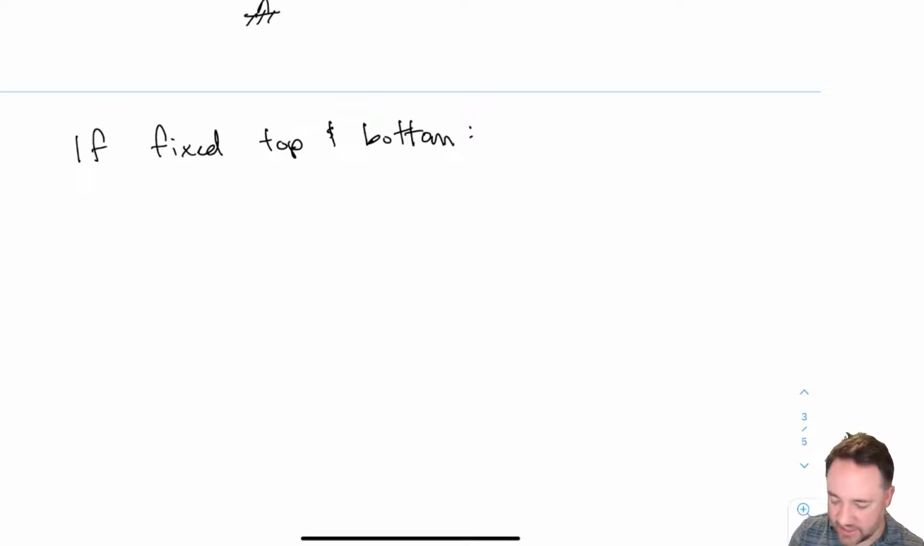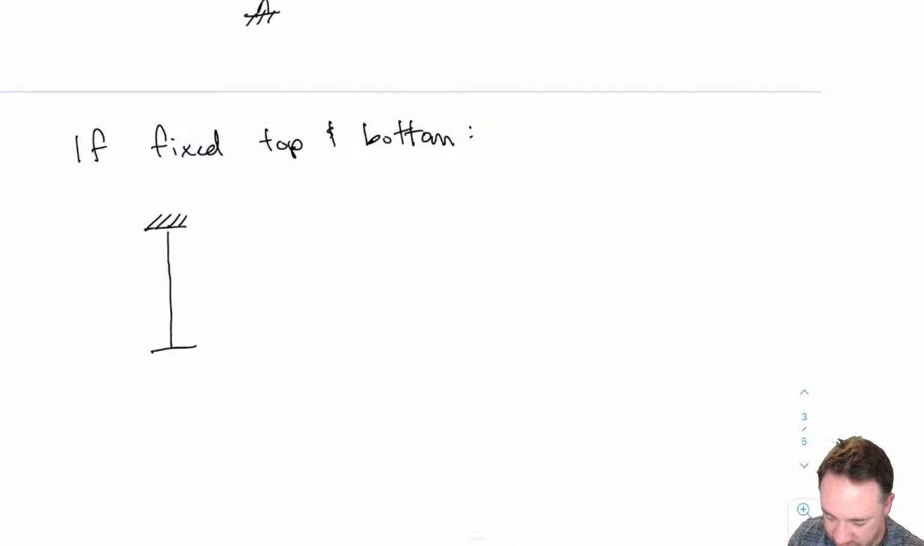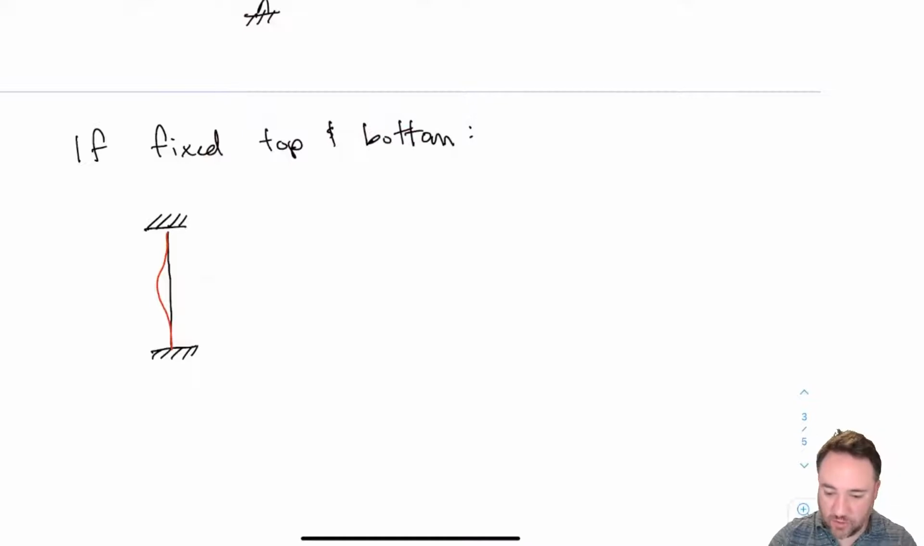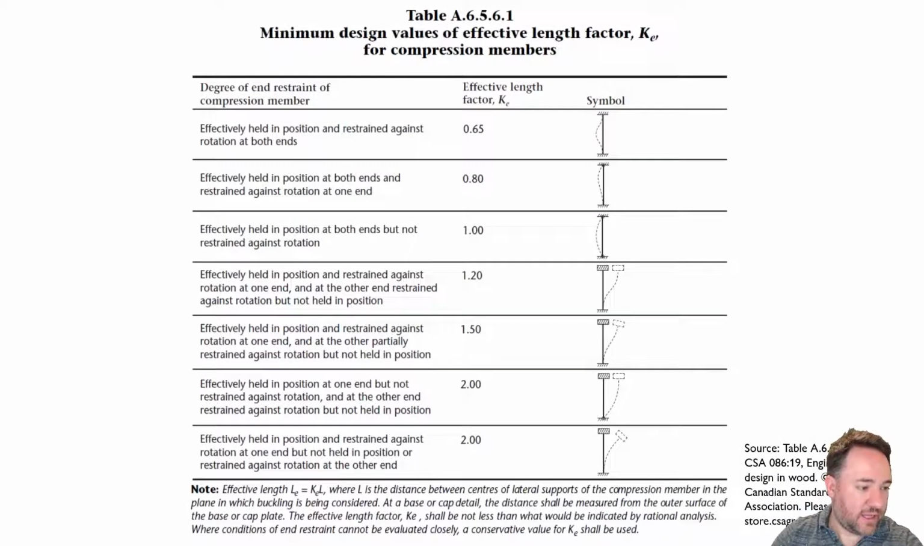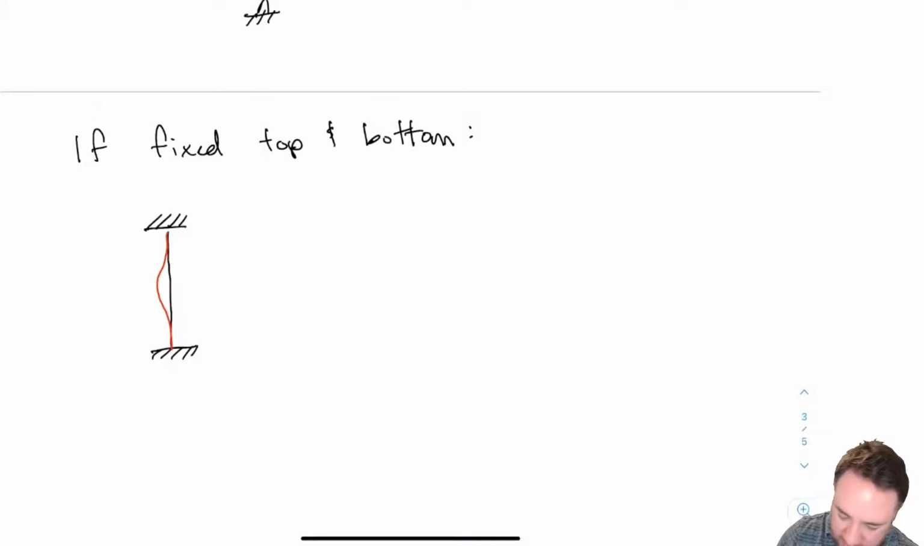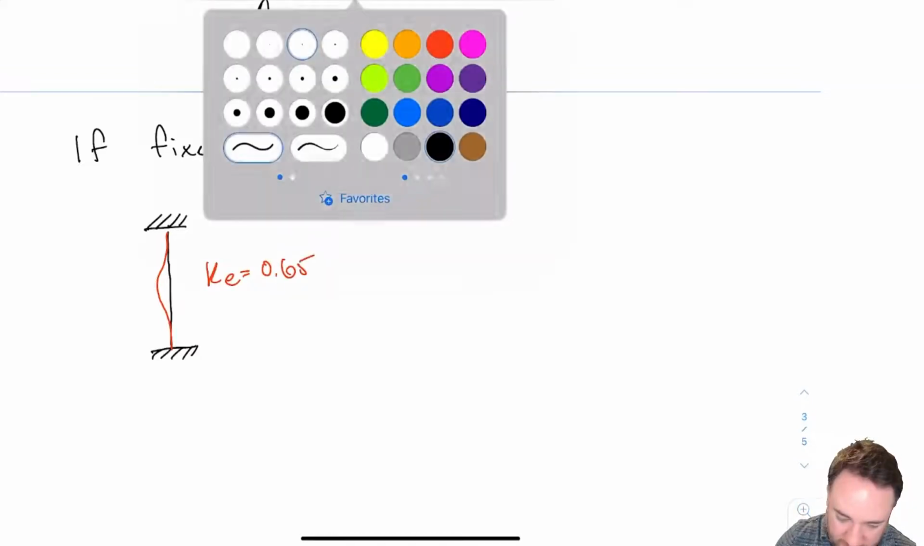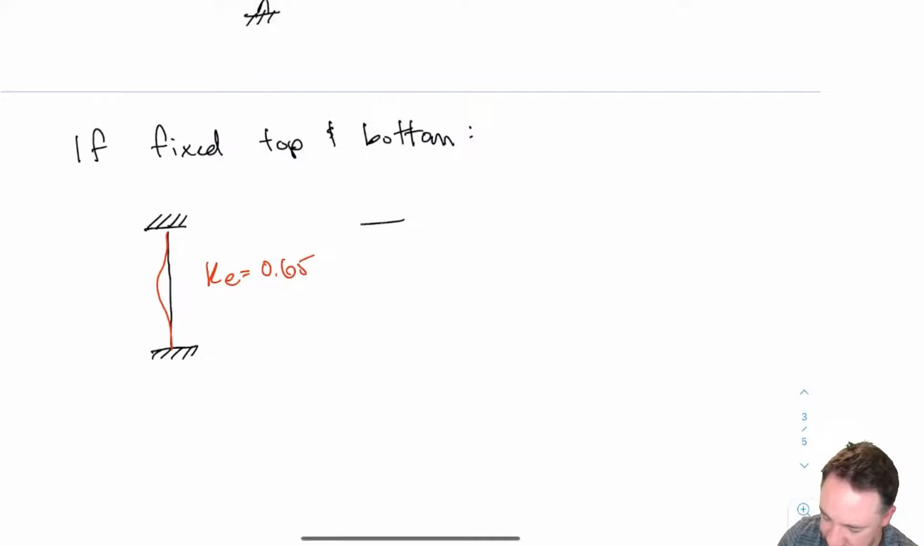But sometimes it's not. So if I did have some sort of case where I had a continuous member, for example, where the end conditions were actually effectively fixed, then my buckling is going to look like this, right? And if I go back to my table and look at it, you can see that that is the same as the first one here, which is a KE of 0.65. So here I say KE equals 0.65.